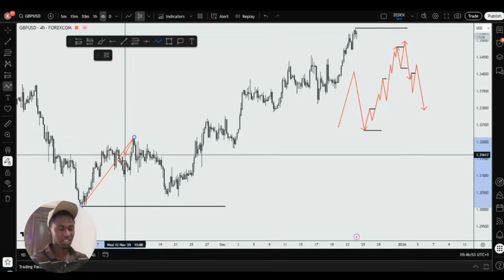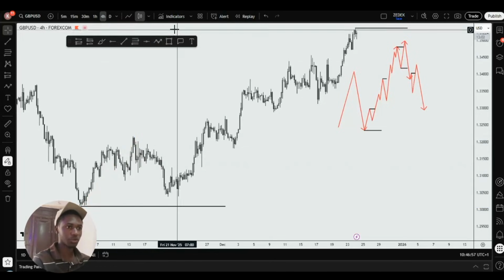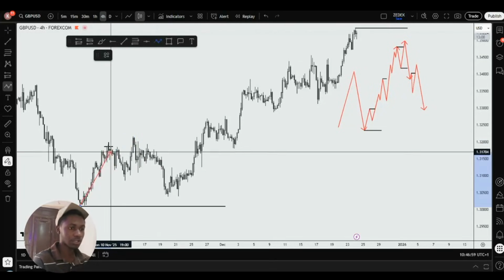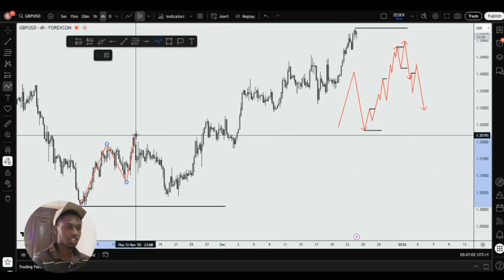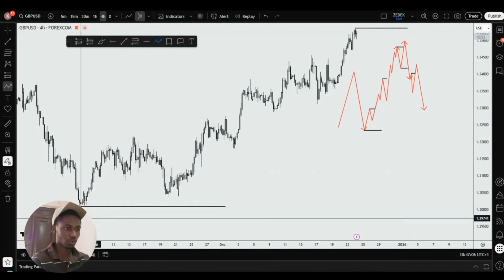This pullback, we can just ignore that since price pushed down and still broke structure again, which is this. Let me pin that out. This structure here, we can just ignore it because price pulled back and then later broke structure. So let's just focus on what is actually happening.